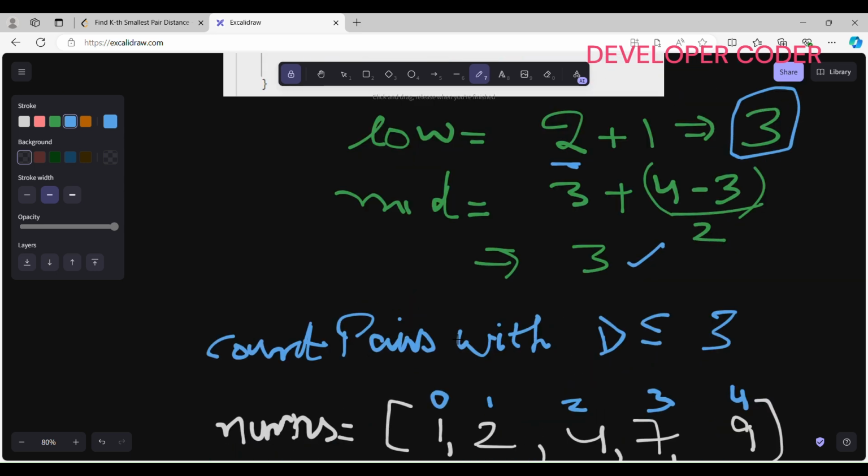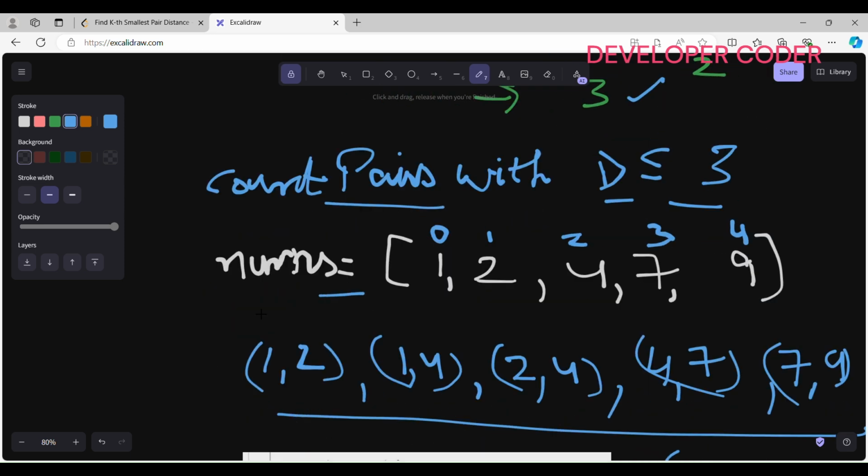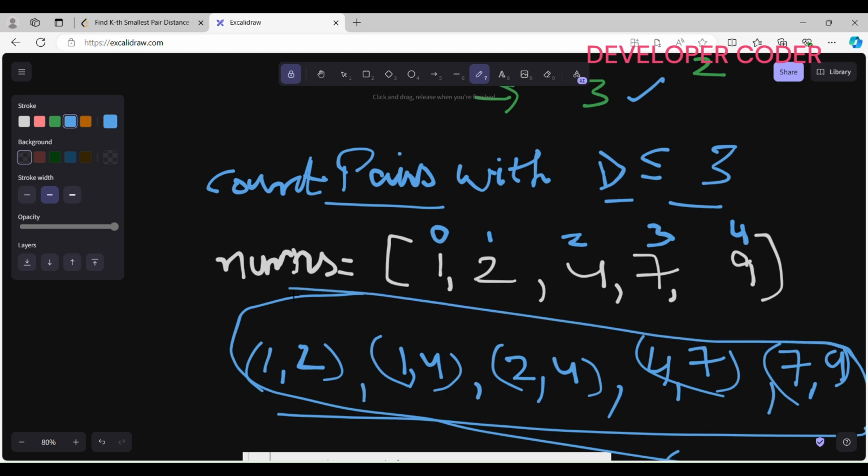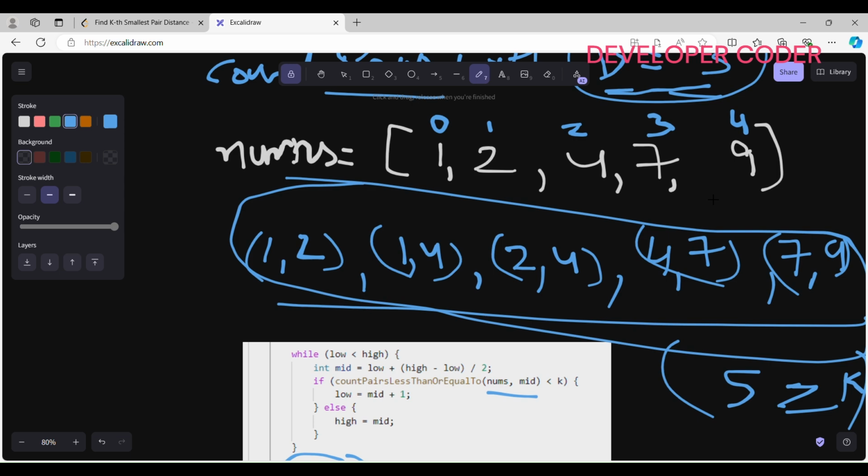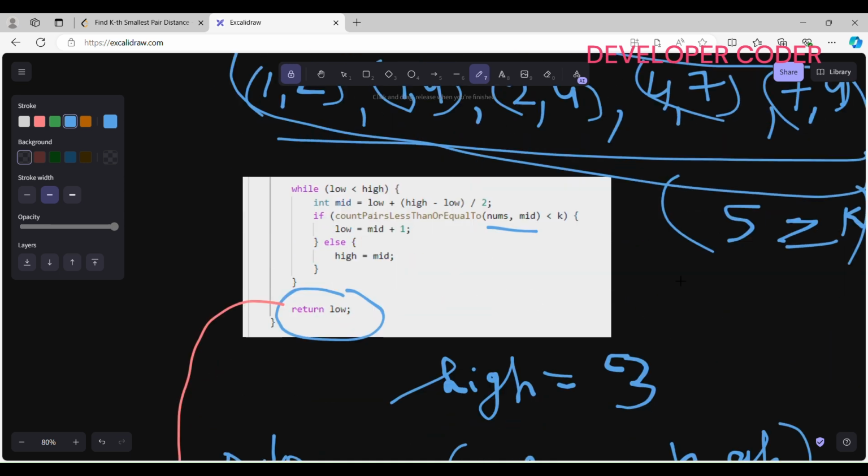Then we have to count the pairs with distance less than or equal to 3. Again in this nums array, I am going to get all 5 pairs with distance 3 also. We have to return the minimum distance now. So now 5 is greater than or equal to k, then I have to update my high. High is equal to 3.